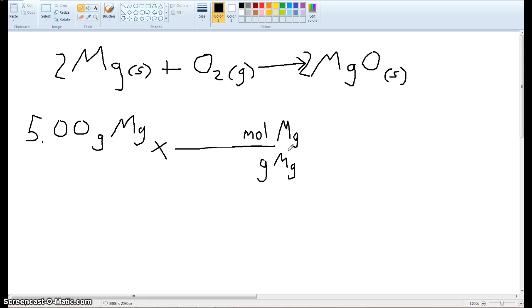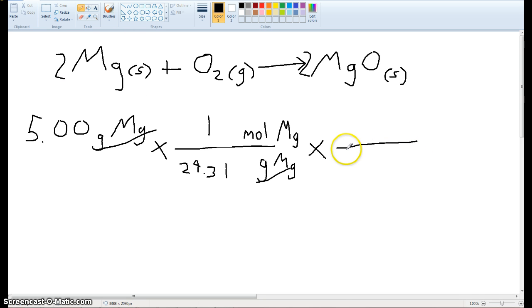So periodic table, atomic mass of magnesium, 24.31, let's go with 4 significant figures, grams in 1 mole of magnesium. So that's going to take our grams of magnesium and turn it into moles of magnesium. But we don't want moles of magnesium. What are we finally interested in? Our magnesium oxide. So let's take a look here.